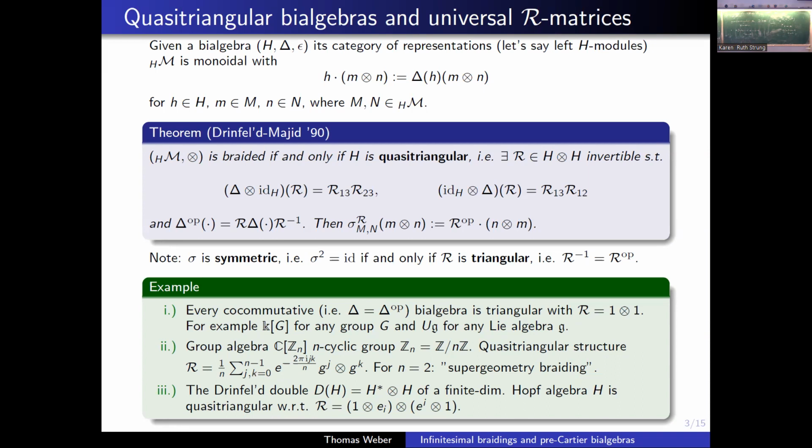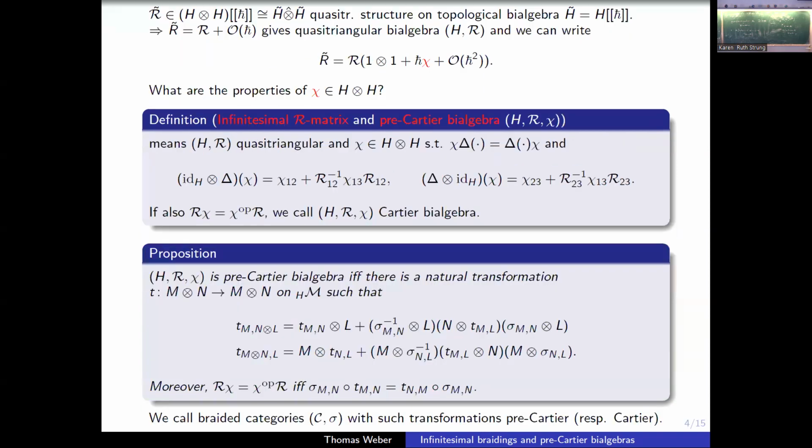And okay, just lastly mentioning that we have the Drinfeld double. So for any finite dimensional Hopf algebra, we can look at H star tensor H. And on this one, we always find a quasi-triangular structure, just written like this, where e_i, lower and upper, is a dual basis. Okay, so this is the known part. Now comes the new part.